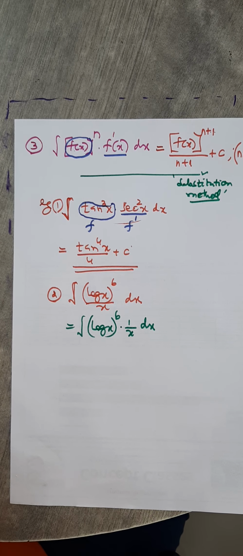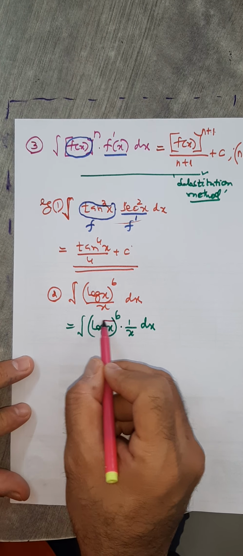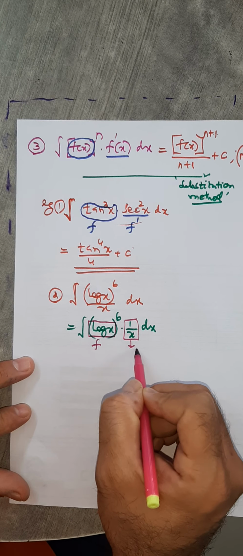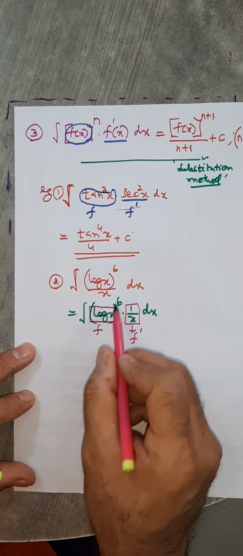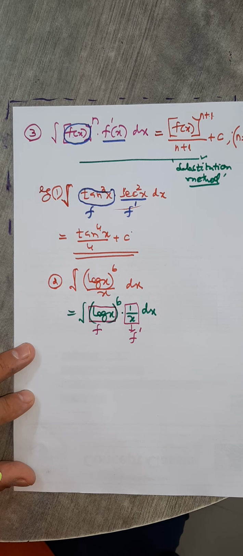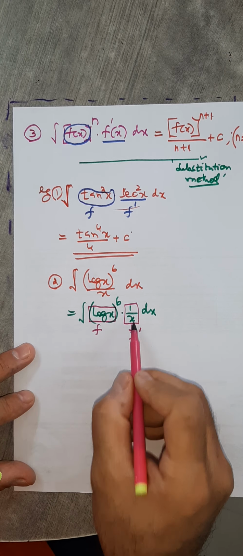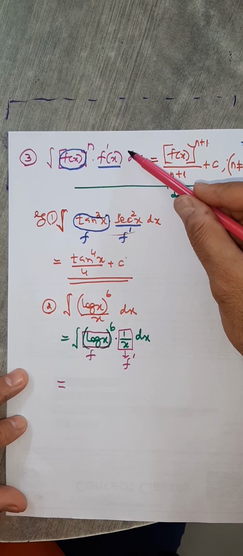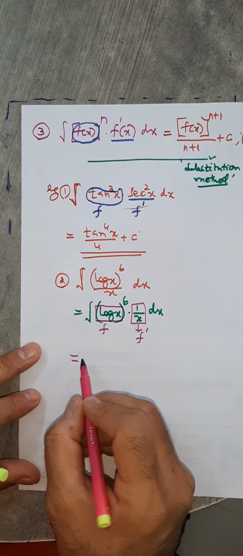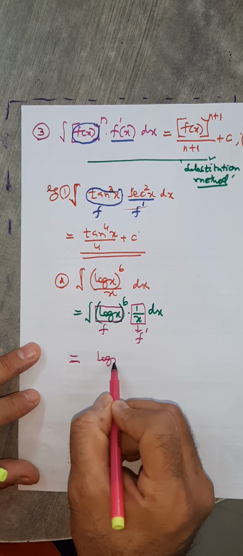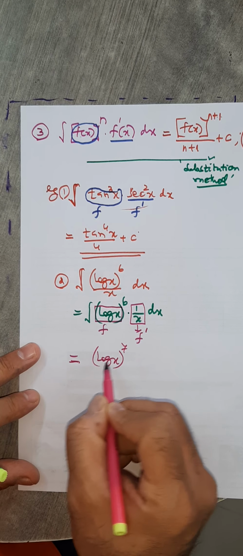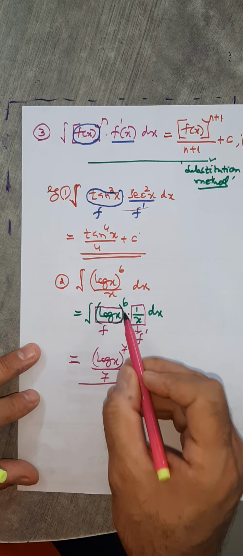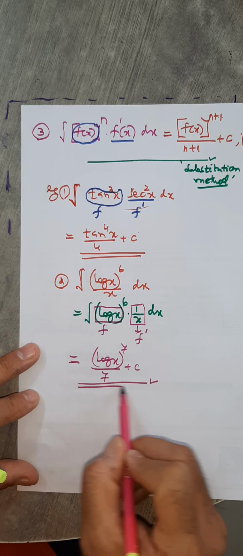Now you see here, this is f x and this is f dash. I'm not talking about log x raised to 6. I'm just talking about log x. What's the derivative of log x? 1 upon x. So it's like this. If you have f raised to n into f dash, then increase the power by 1. So I'll raise the power by 1: log x raised to 7 upon 7, plus c. This is your answer. Increase the power by 1 divided by the same number.